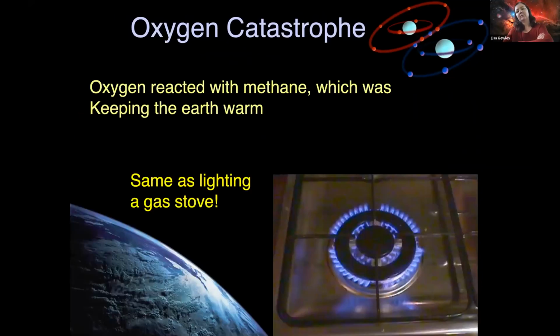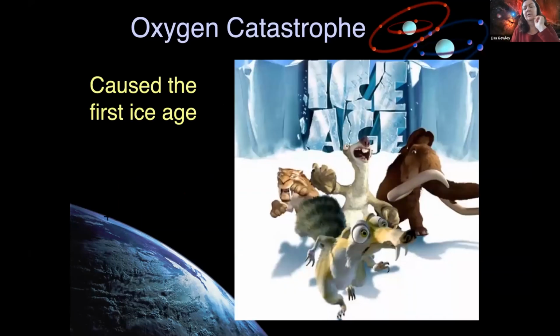Now, when the oxygen first started forming, it reacted with methane, which was in the Earth's atmosphere. The methane is made of carbon and hydrogen, and that was keeping the Earth warm. So methane is a greenhouse gas, and the early Earth was actually quite warm. The reaction that happened is actually the same as lighting a gas stove. So oxygen reacts with methane, and it actually caused the first ice age.